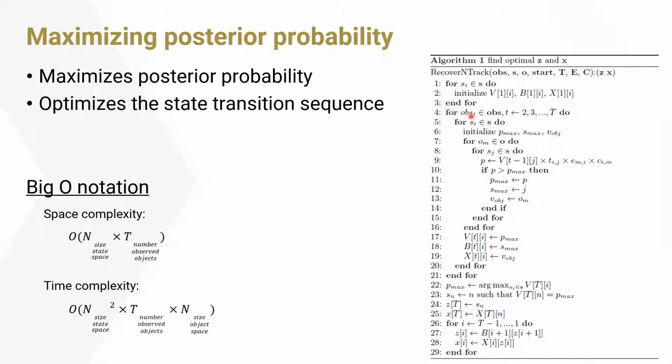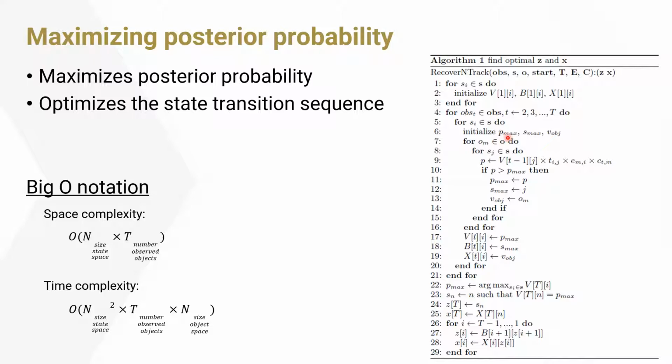I'll break it down into the first 2 for loops and then the second 2 for loops here. For the first 2 for loops, what it does is it loops through all of your observable objects as well as all of your states. And it loops through all of those and initializes what is going to be your probability max, used for finding the max probability, the state in which your probability max occurred, and which object was being emitted at that time.